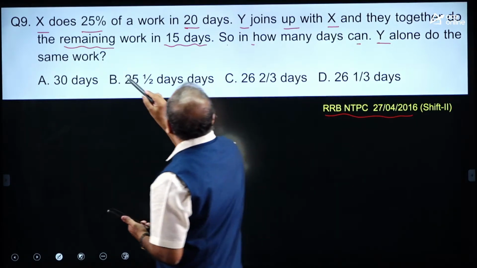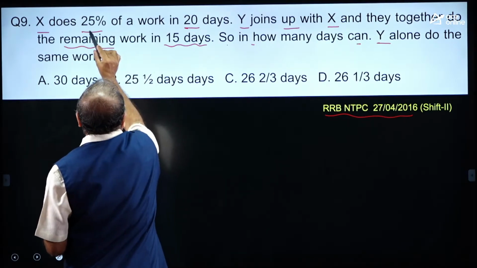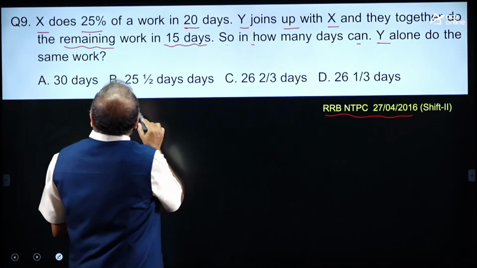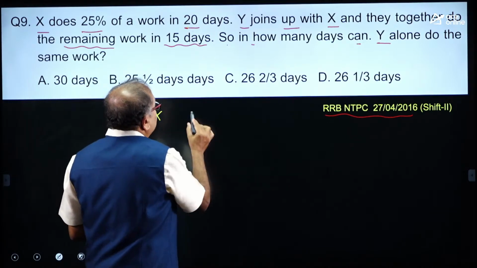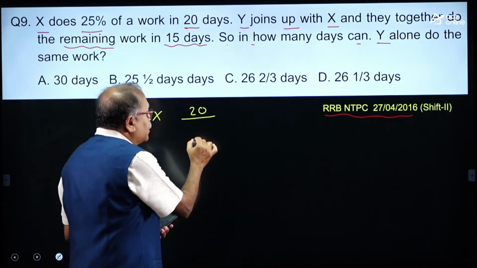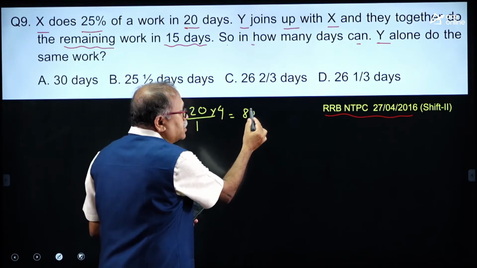The very first thing I know is that X has completed 25% of the work in 20 days. So X will complete one whole work in how many days? That is 20 divided by 25%, that is 1 by 4. So X completes one work in 80 days.